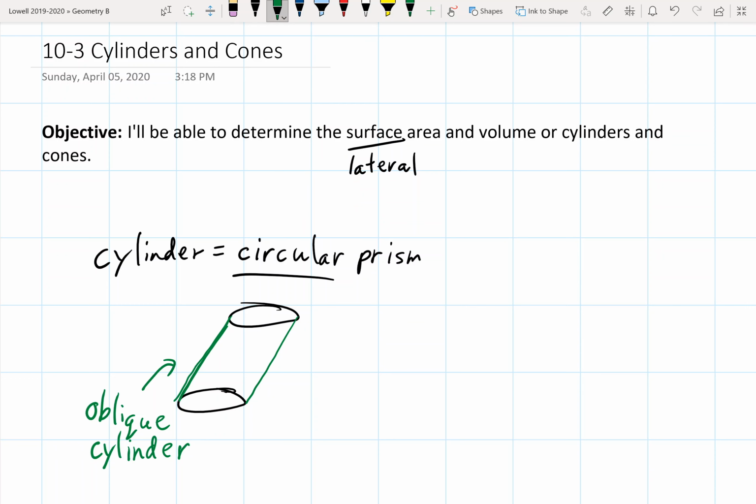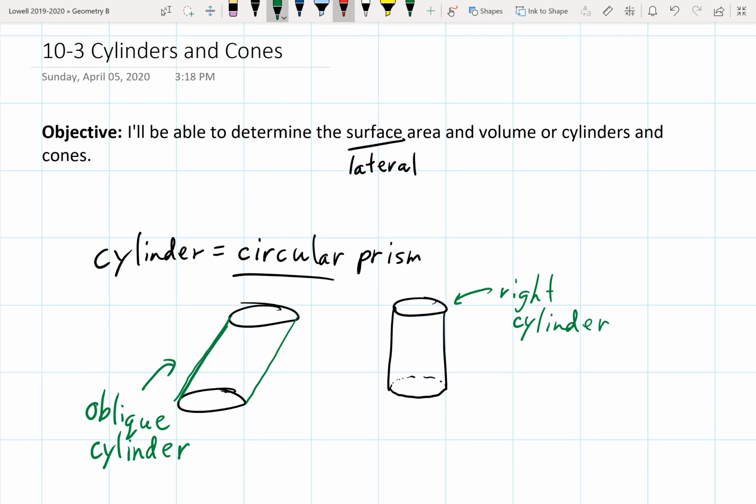Okay, if that's an oblique cylinder, then what if the two bases are directly on top of each other, like your standard toilet paper roll or paper towel roll, say? We'll call that a right cylinder.